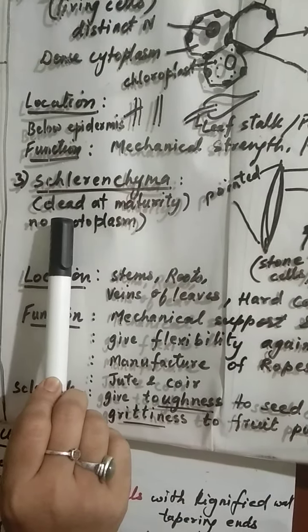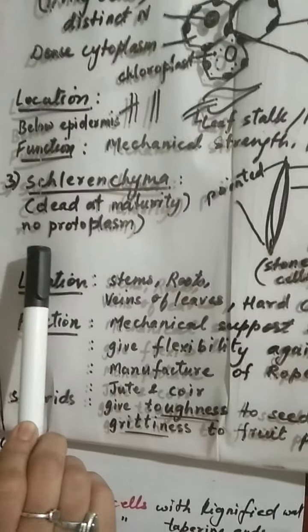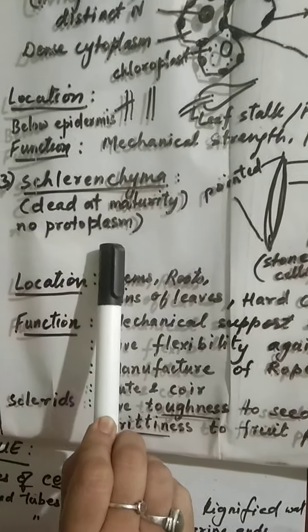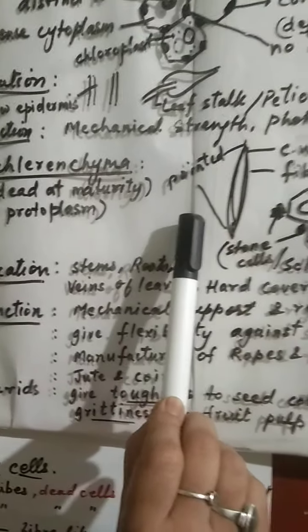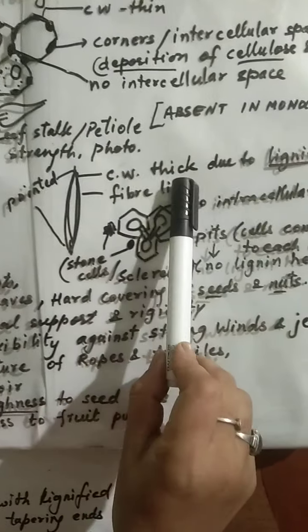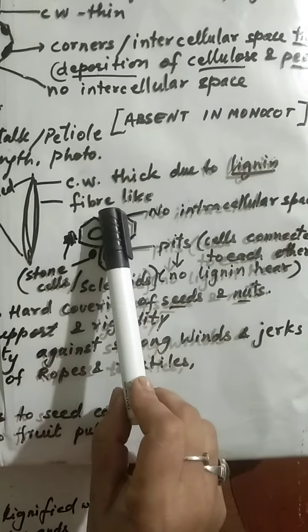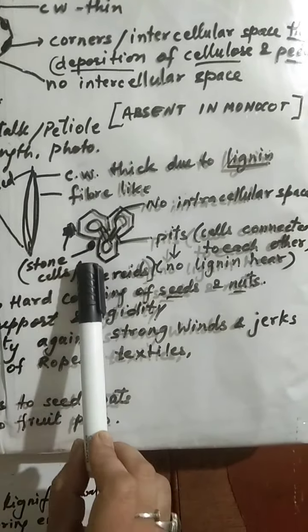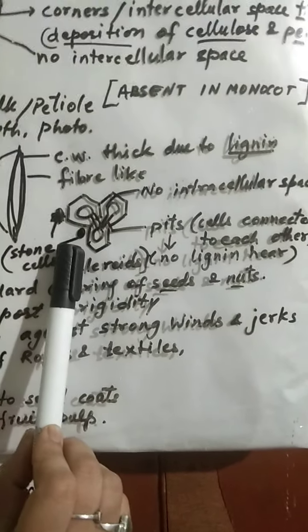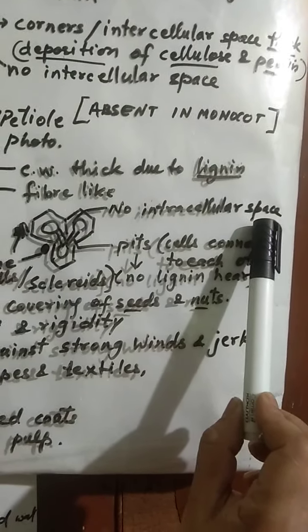They are also called dead. They become dead at maturity. Why? Because they do not have protoplasm. If you see the structure, they are pointed at both the ends. Their cell wall is thick due to the deposition of lignin. They are fiber-like. If you take a transverse section, you will be able to see this structure. There is no intercellular space between them.